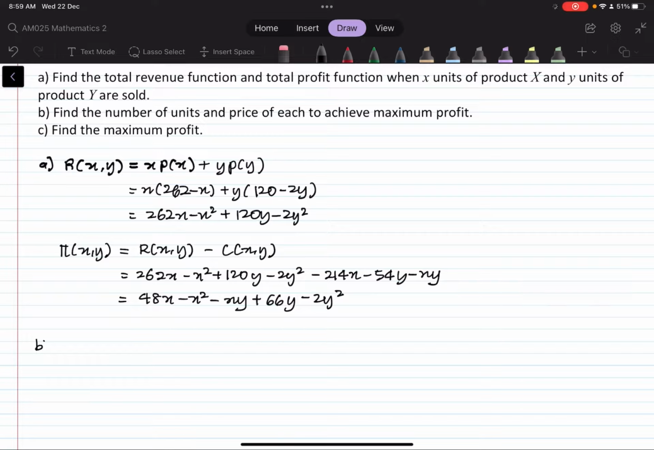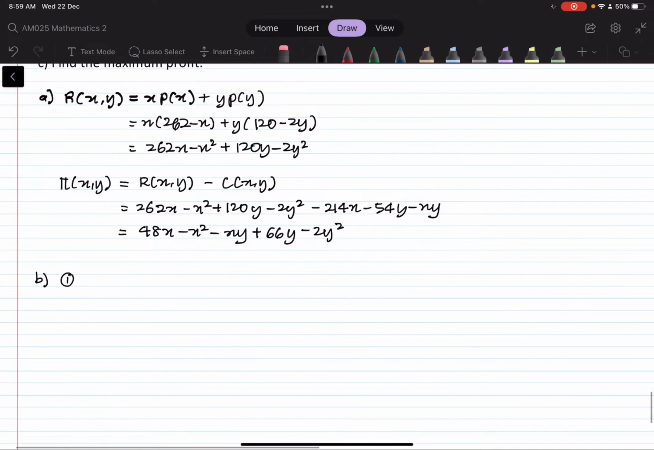Now for the second question: find the number of units and price of each product to achieve maximum profit. For the first step, we find pi sub x, so let us differentiate our profit function with respect to x. Differentiating 48x with respect to x is 48, minus differentiating x squared is negative 2x. Differentiating negative xy with respect to x is negative y. And differentiating 66y minus 2y squared with respect to x is 0.